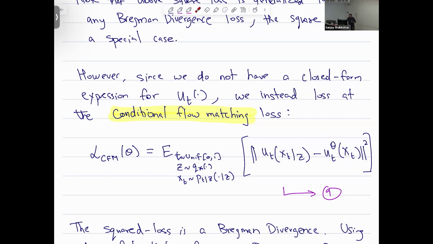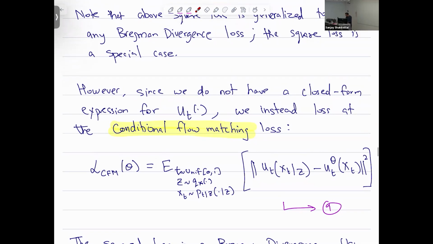Hang on, let me finish. But what we are optimizing is the cost function, which is different now. Previously, we were trying to match u_t of x_t to u_t^theta of x_t.